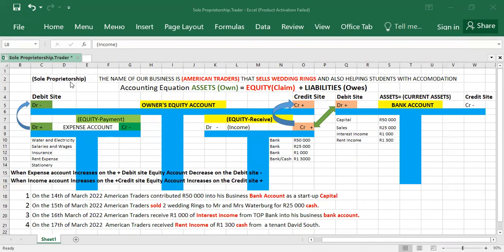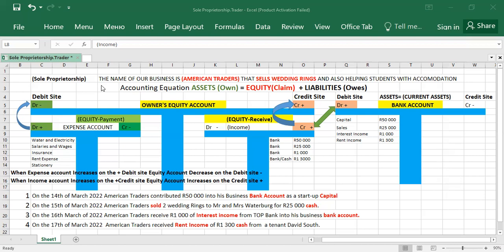Now, what type of business are we going to be working with today? We are going to be working with a sole proprietorship. It is also known as a sole trader. What is the meaning of sole proprietorship or sole trader? It is a business that is being operated by one person. That person will be liable for the debts that occur within his or her business.